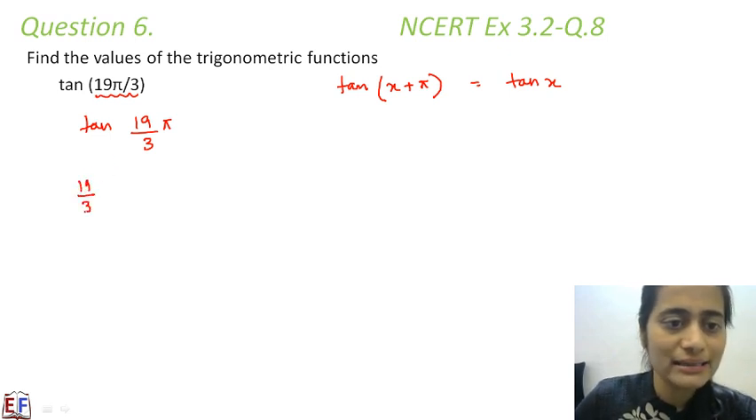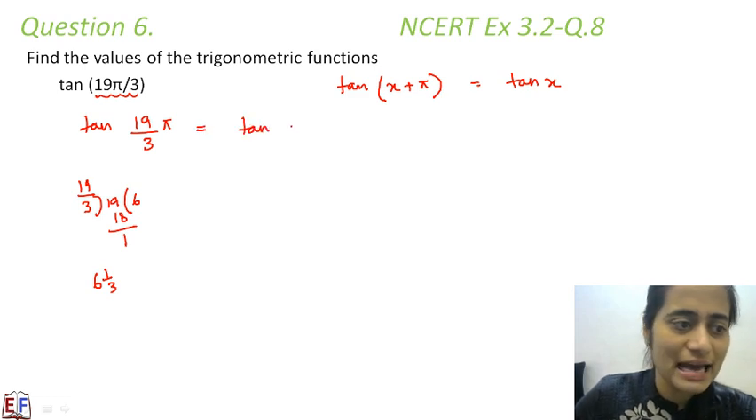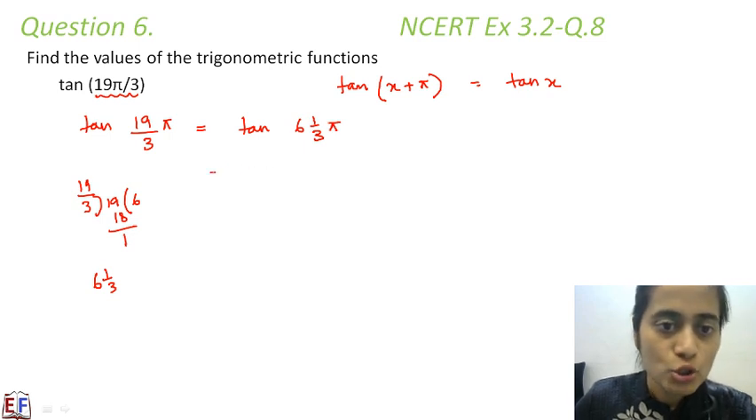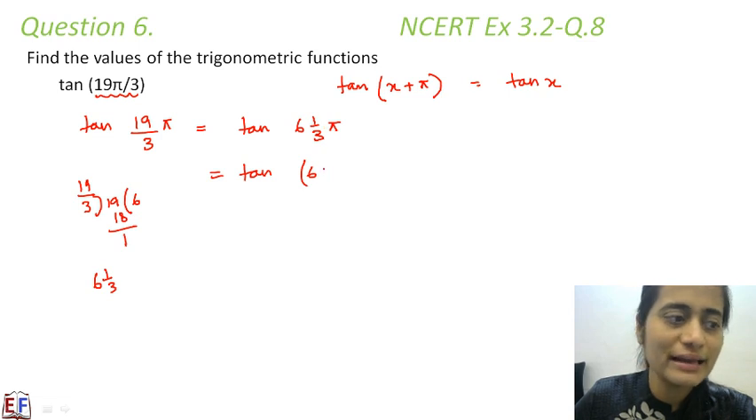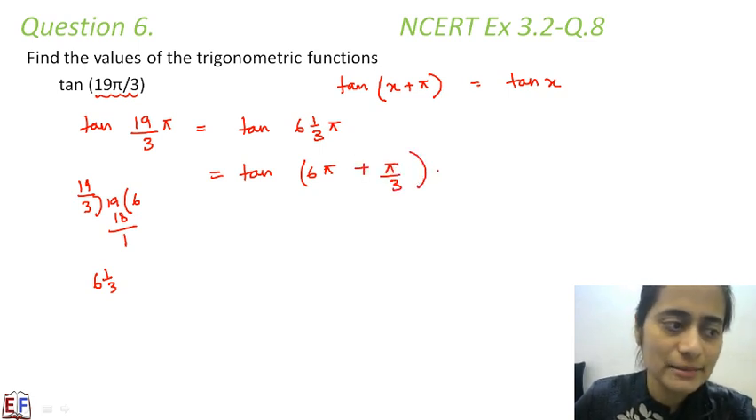Let us convert 19 by 3 into a mixed fraction. 3 sixes are 18, so we are left with 1 as remainder. So 19 by 3 is equal to 6 1 by 3, and we can write this as tan 6 1 by 3 pi. This can further be written as tan of, now what does 6 1 by 3 mean? It means 6 pi plus 1 by 3 pi. We can write it like this.